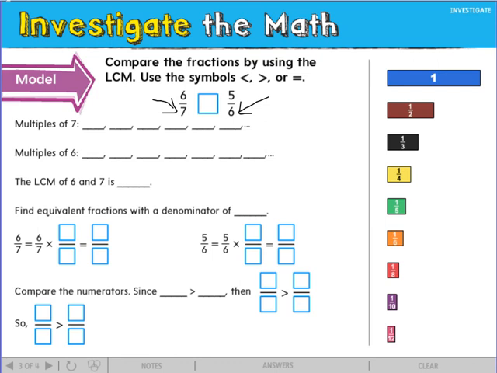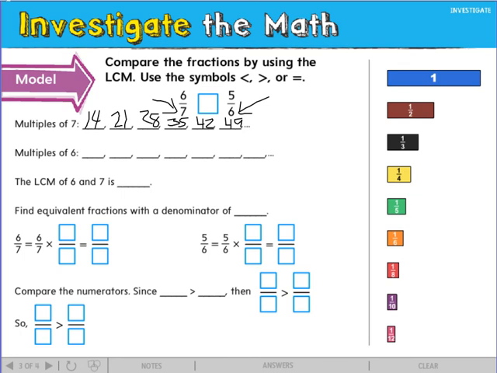All right, so we're going to start with multiples of 7. So 7, what's next? 14. Next. 21. Next. 28. After 28? 35. 42. What's next? 49. Then we're going to go to 6.